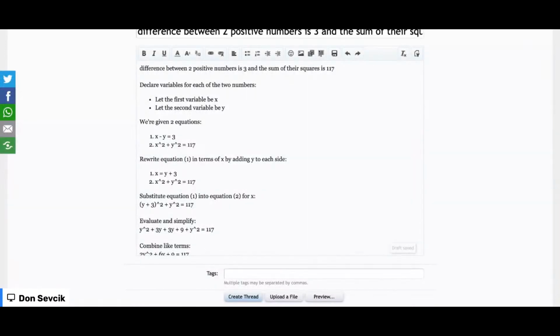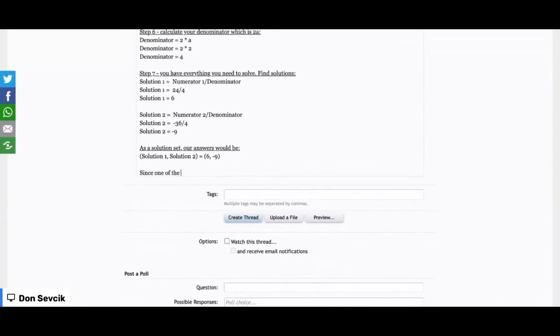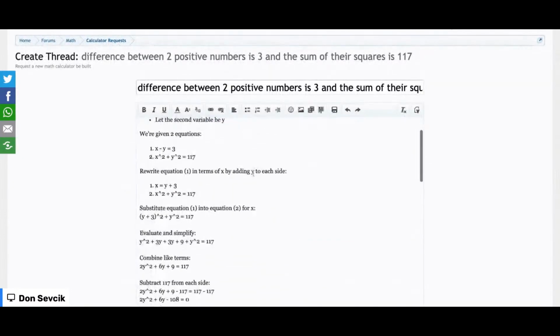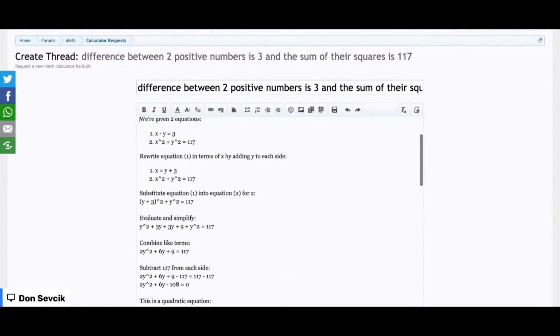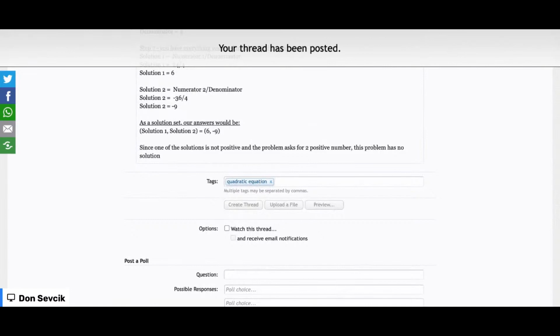But the problem said the difference between two positive numbers. So since one of the solutions is not positive, this problem has no solution. The problem asks for two positive numbers. This problem has no solution. So I'm going to just put quadratic equation. The key words here were two positive numbers, and that's how we knew that this problem had no solution. So I'm going to save that and let's move on.